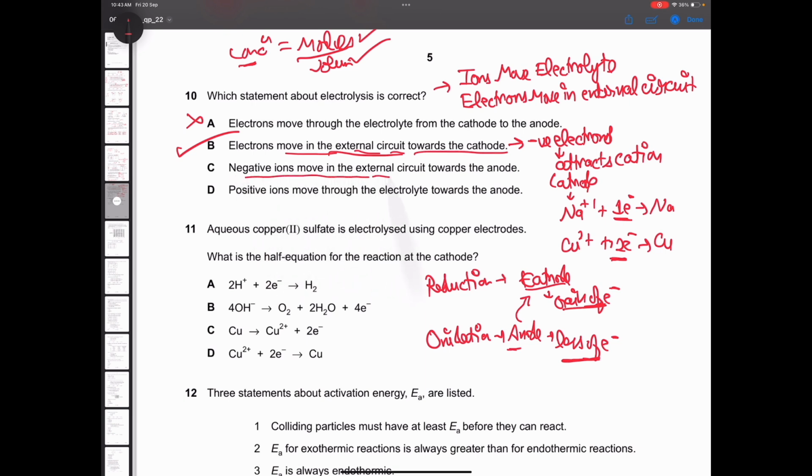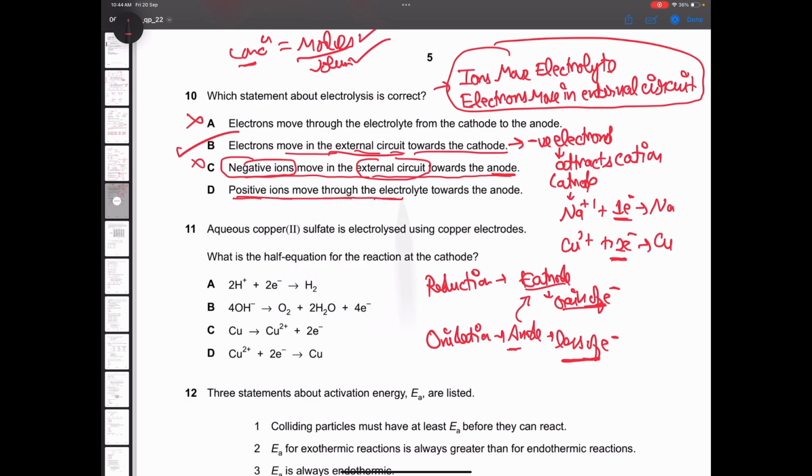Negative ions move in the external circuit towards the anode. Now see, negative ions definitely move towards the anode, but not in the external circuit. See what I've written here: ions move through the electrolyte. So that is why this statement is incorrect. Then positive ions move through the electrolyte. Yes, this is correct. They do move through the electrolyte, but they move towards the cathode, not the anode. This is also incorrect.